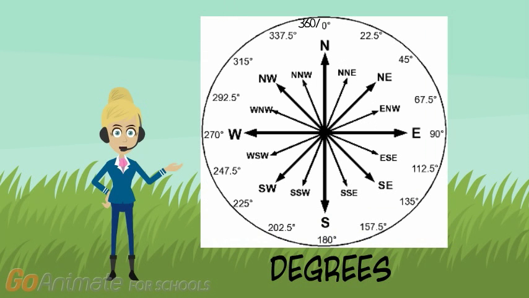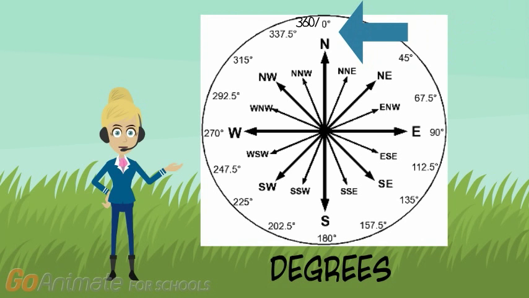Now that we know what the cardinal and intercardinal points are, let's see how those relate to the 360 degrees that we learned about earlier. First, look at north. Notice that it has two numbers, 0 and 360. Both 0 and 360 can be used to refer to north. Most often, however, we use 360. Now, look at south, which is halfway around the circle. The degrees for south is 180, which is half of 360.